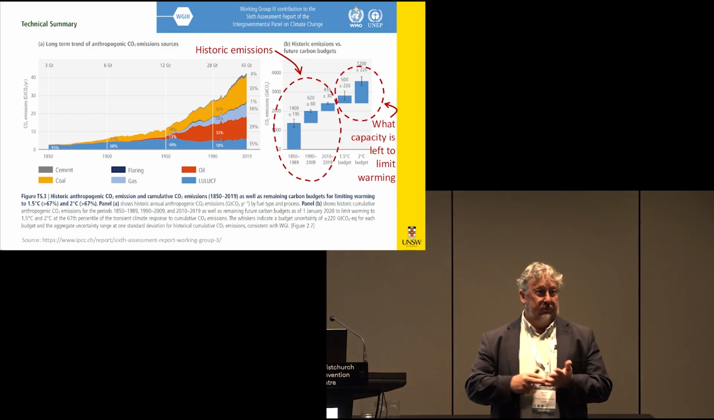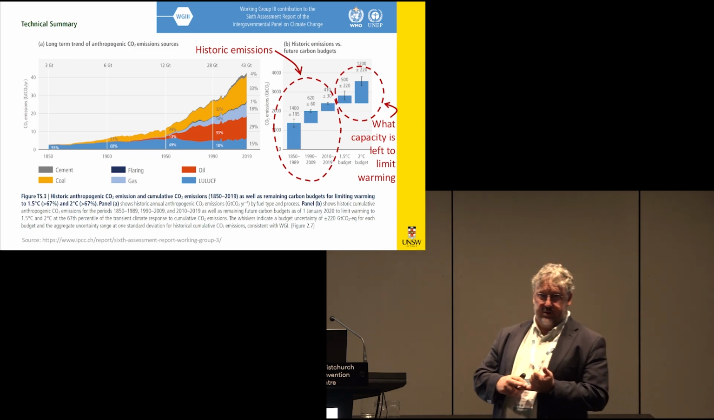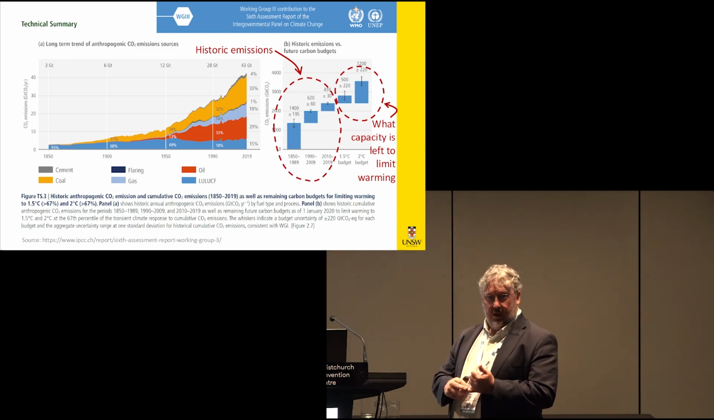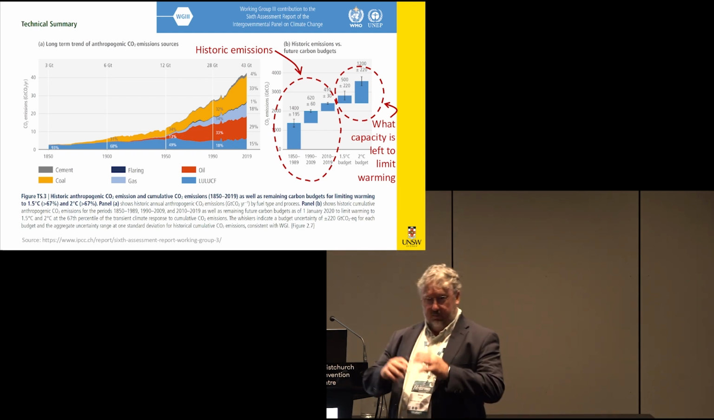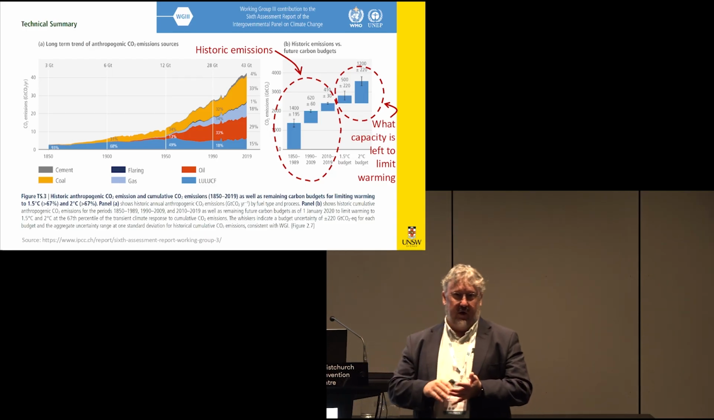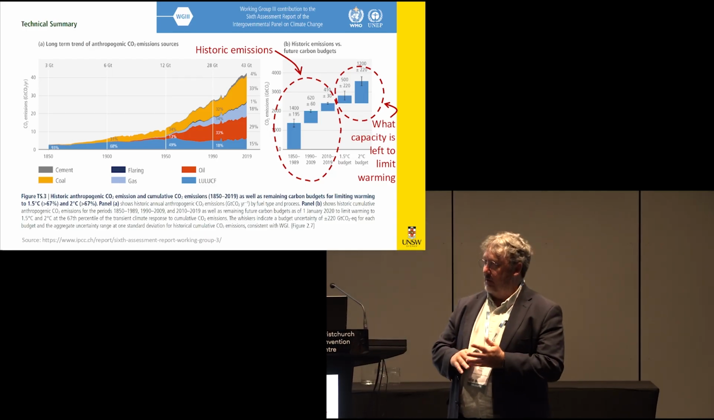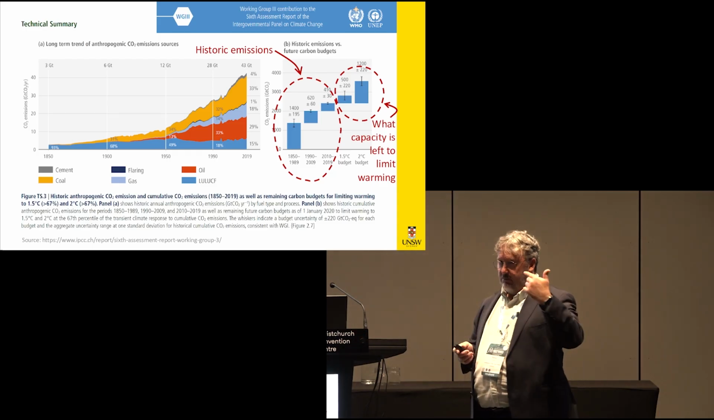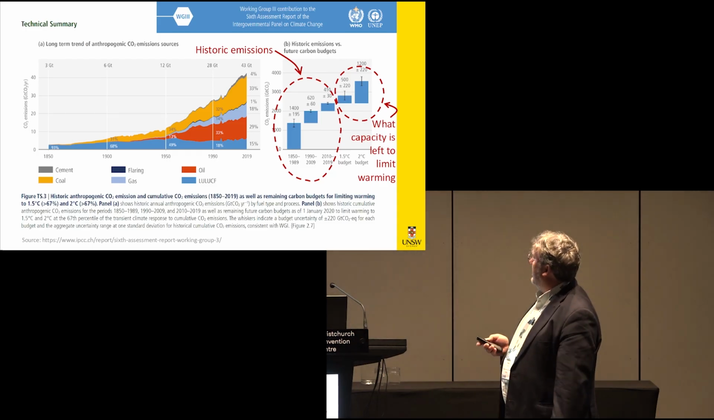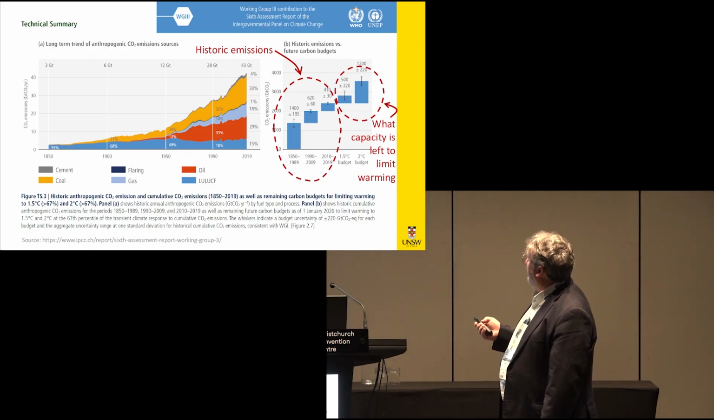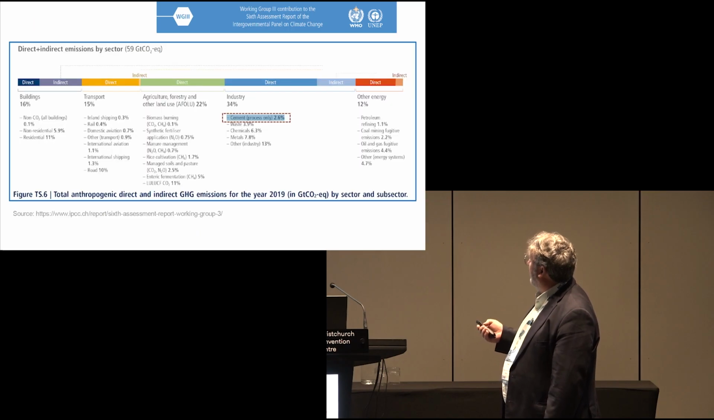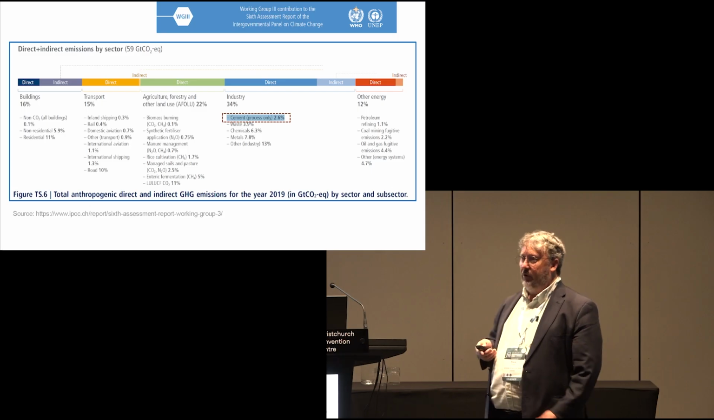Glass production produces 2.5 to 5 times as much, so concrete is not a high carbon material. But this is what we've got left. Without going through the numbers, this is what we've put in the atmosphere already. This is what we have got left for 1.5 degrees, and this is what we've got left for 2 degrees.